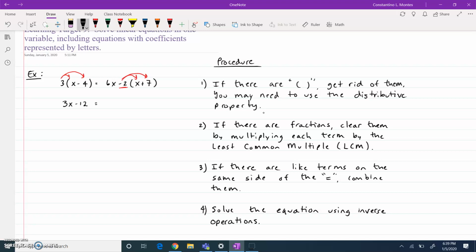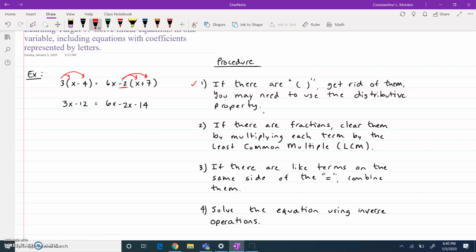Equals, the 6x remains. And then something to take into account here is a lot of times people forget to distribute that negative. It's negative 2 times x. And then negative 2 times positive 7, which is going to be negative 14. Okay, so we've actually taken care of that first step.